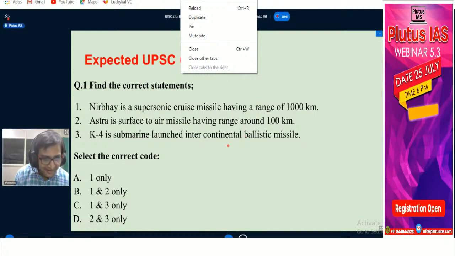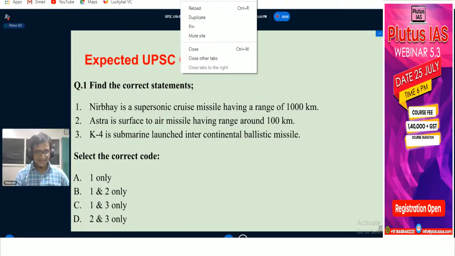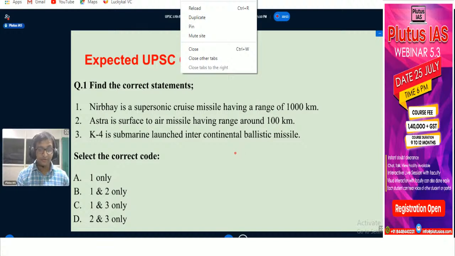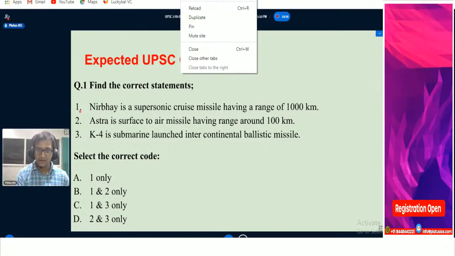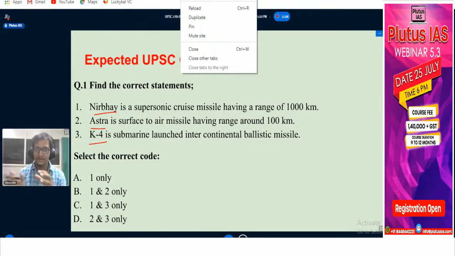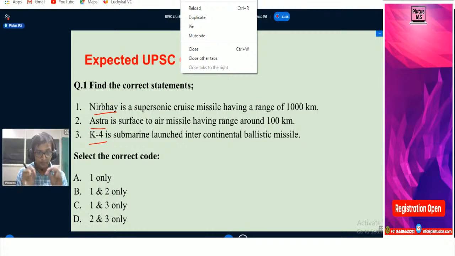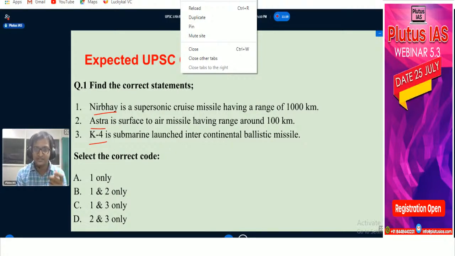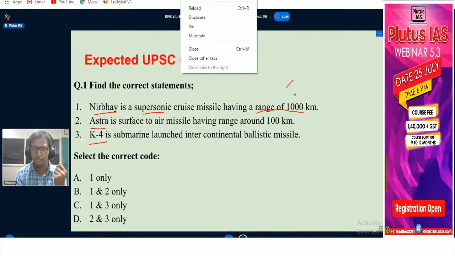See, maximum of what we people also usually do. Actually, we read Nirbhay, Astra, K4. We have read it well, because once you have seen something before and that is coming in your exam, be cautious, you most probably will get it wrong. So please go through it, that what I have changed. Nirbhay is a supersonic cruise missile having a range of 1000 kilometers, 750 to 1000. That's not the problem. So it is correct.